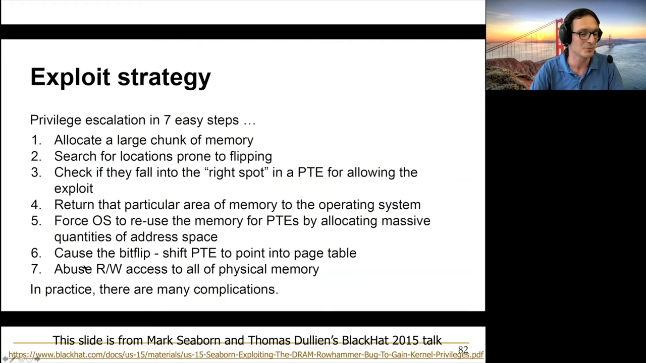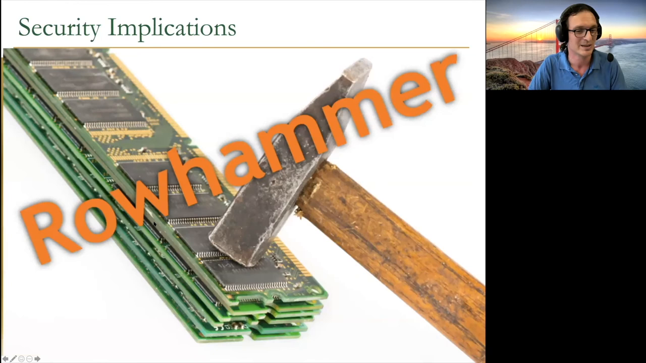There are many complications. And if you're really interested, you can watch their talk and read their blog. And that's why RowHammer is successful, basically, because it's relatively easy to exploit. It's much easier than Meltdown and Spectre, actually. It's relatively easy to exploit.